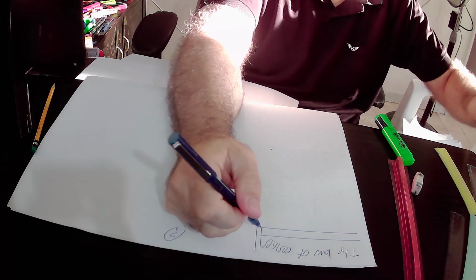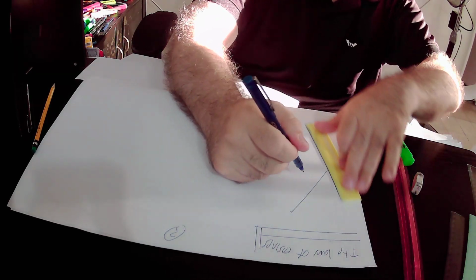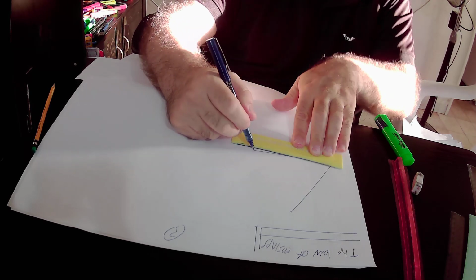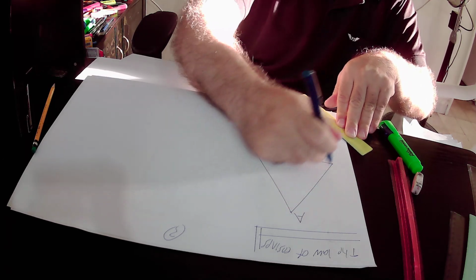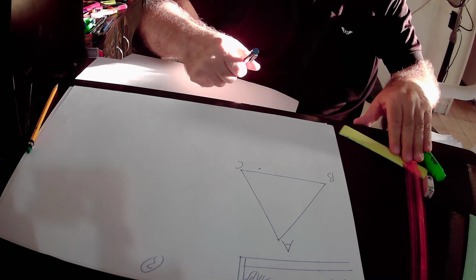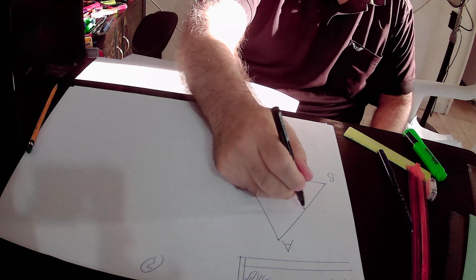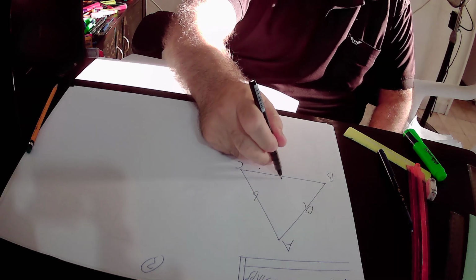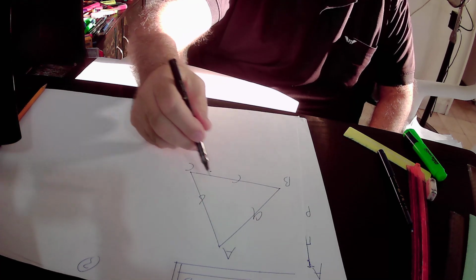So if we have triangle ABC that could be any triangle, this is triangle ABC. And we know that the length of side AB is A units, the length of side AC is B units, the length of side BC is C units, and the angle between side AB and side AC is theta.